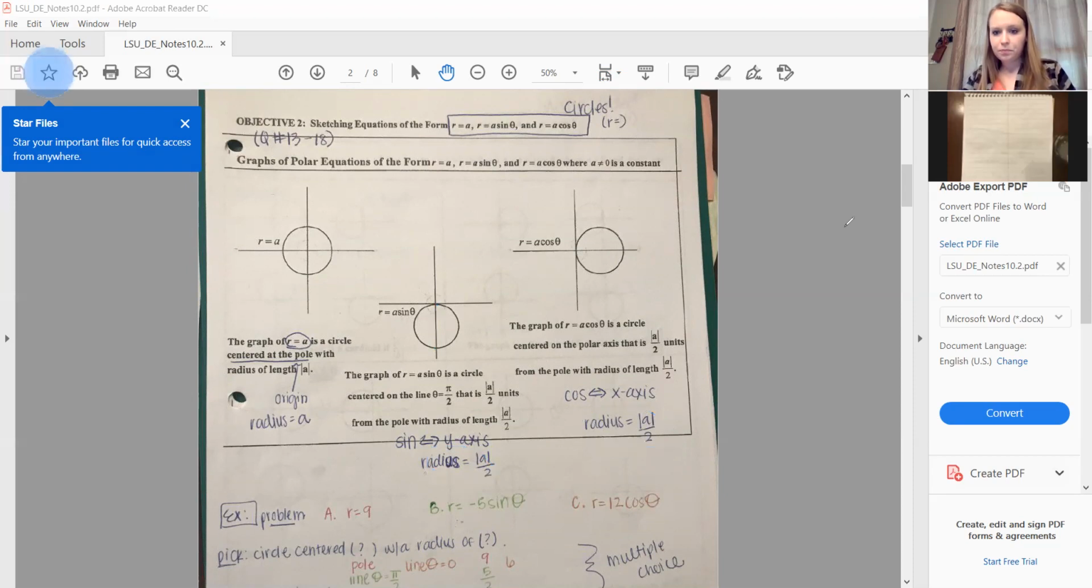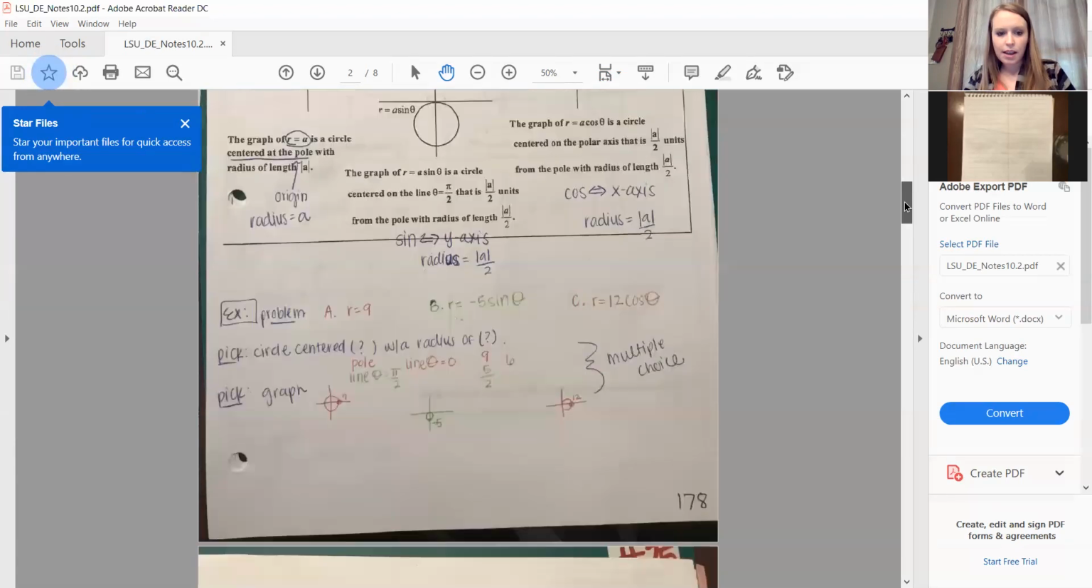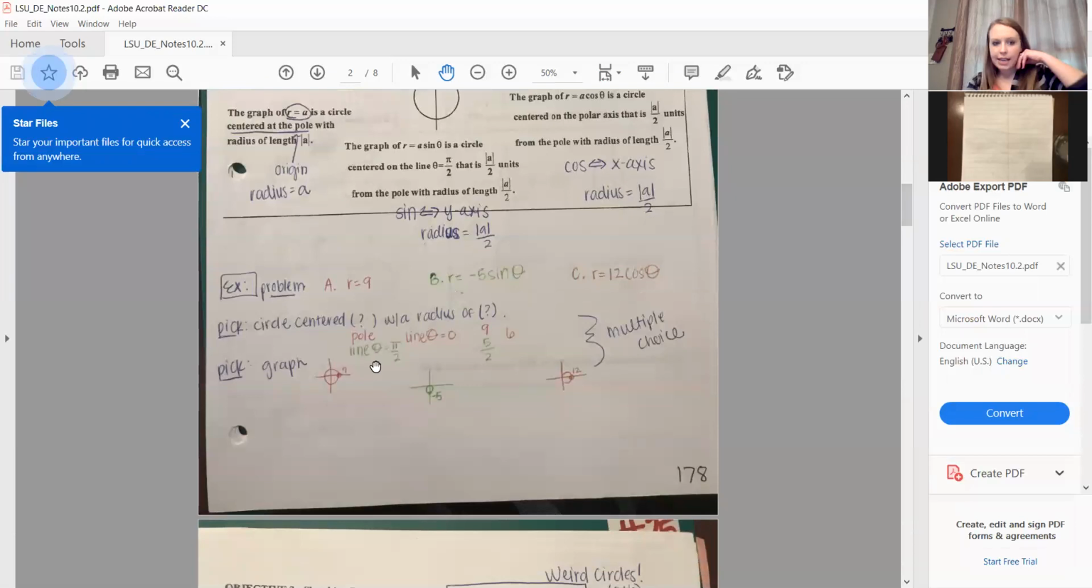Let me erase that and scroll down. Okay, so I did 3 examples here: 1 in red, 1 in blue, 1 in green, 1 in orange. The first one is r equals 9. Since it's just r equals a number, it's centered at the origin and has a radius of 9, so it's going to go all the way to 9 right here.